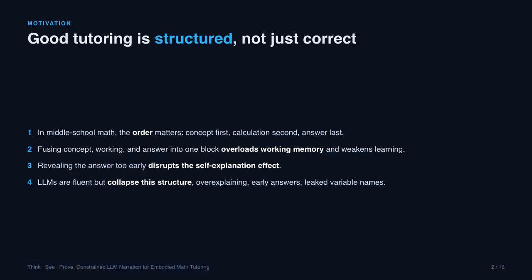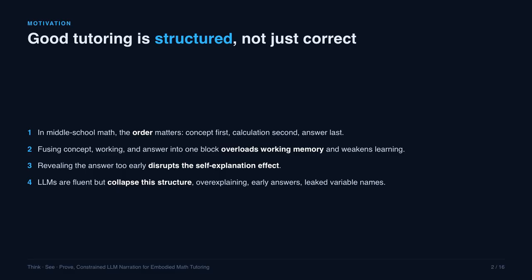Cognitive load theory explains the first half of this. When you compress the concept, the working, and the final answer into one dense block of text, you overload the student's limited working memory, and comprehension drops. Worked example research explains the second half. Revealing the answer too early short-circuits the self-explanation effect, the moment where the learner reasons toward the result on their own. That moment is a large part of why step-by-step tutoring works better than simply handing over a solution.